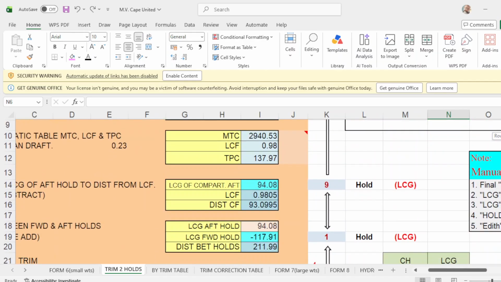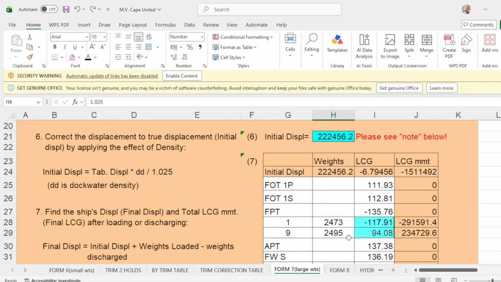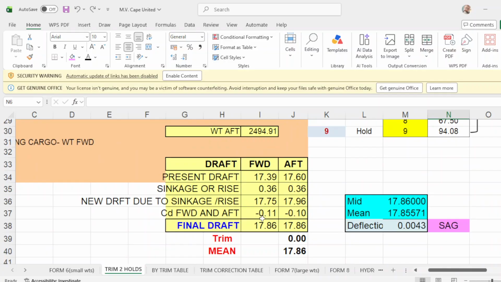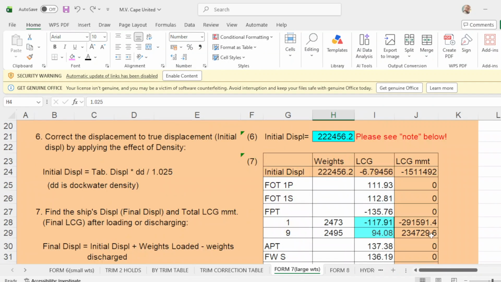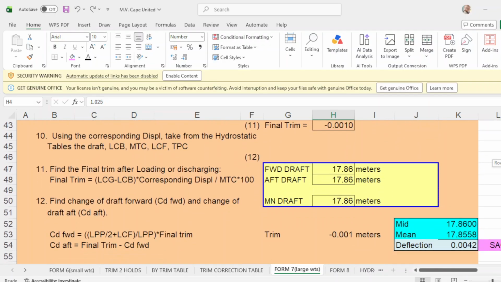Your LCG, LCG 1 is 1791 and 9 is 9408. Okay, confirm. And your departure drop would be, okay, forward 1786, up is 1786, and mid is 1786. Zero trim, and your deflection is 0.